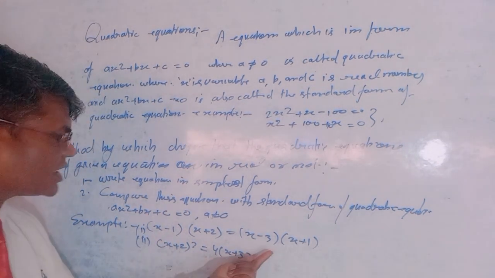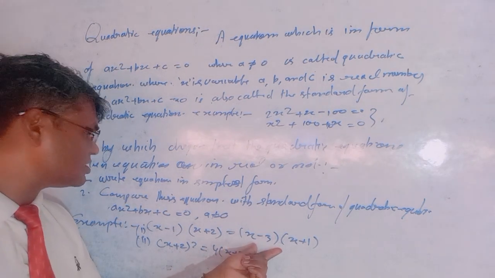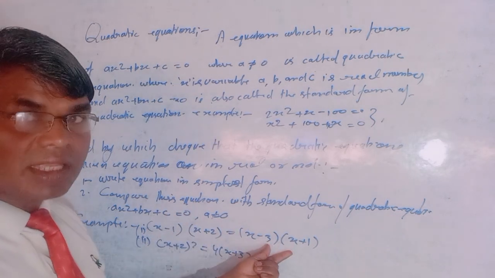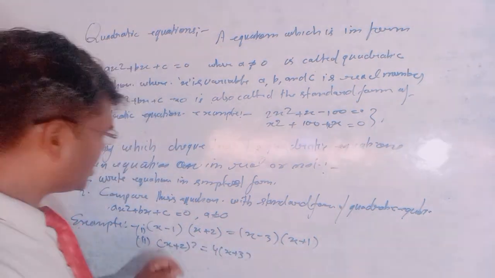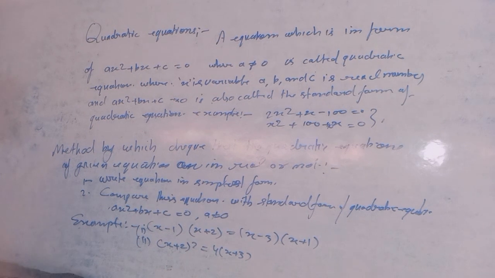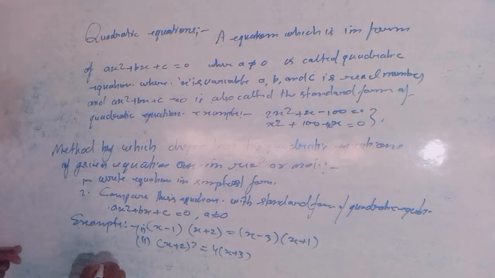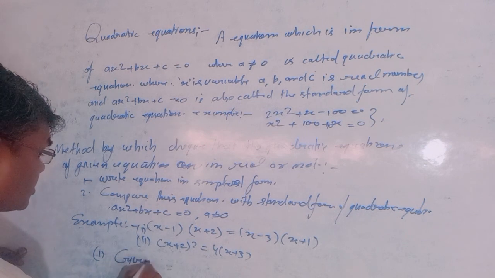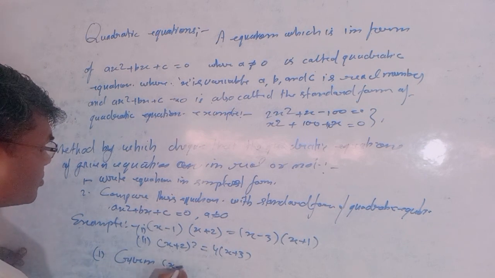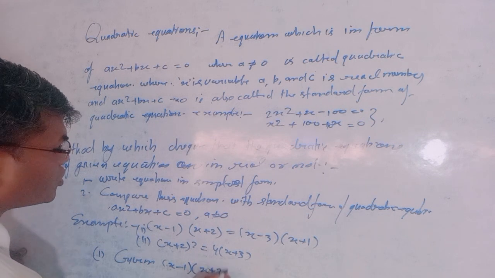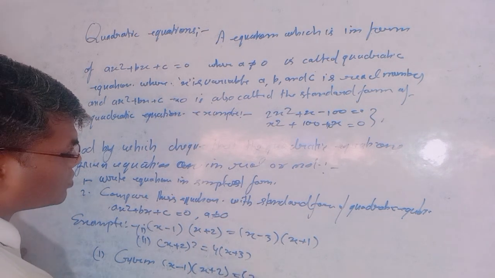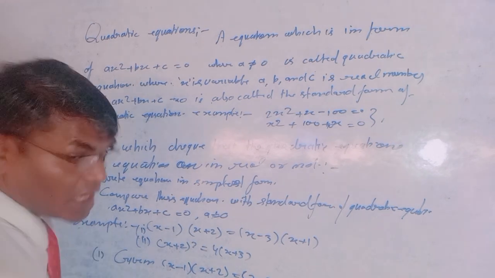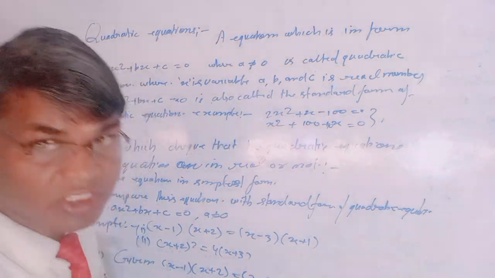First, let's check whether the first example, given as an expression in equation form, is a quadratic or not. So let's take the first example and write the given equation. The given equation is (x minus 1)(x plus 2) is equal to (x minus 3)(x plus 1). Suppose this is equation number 1.